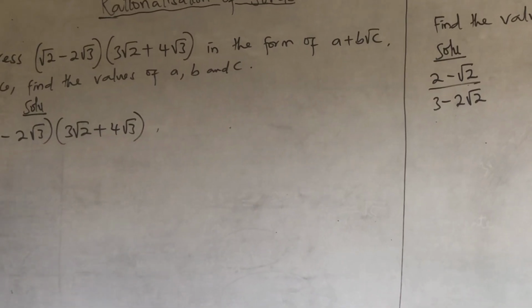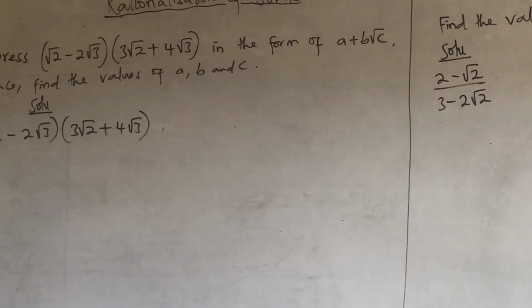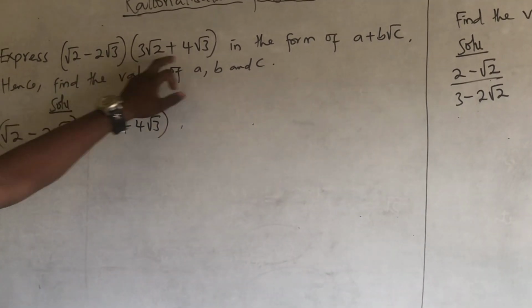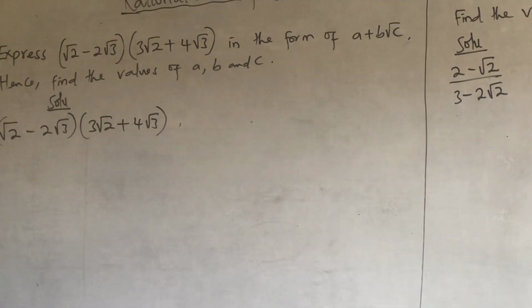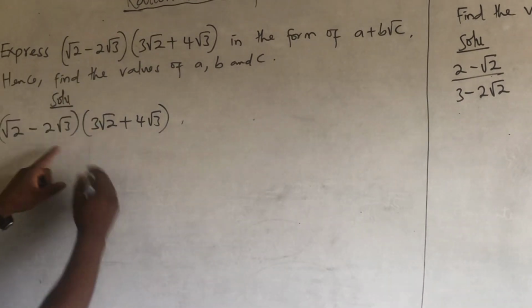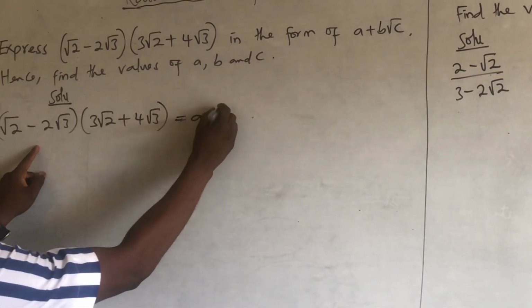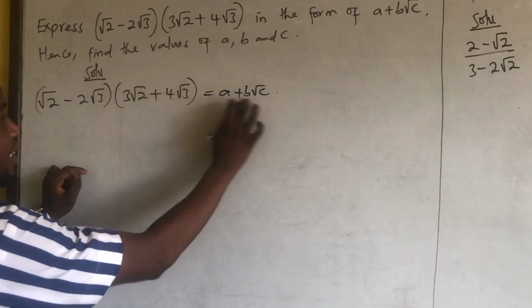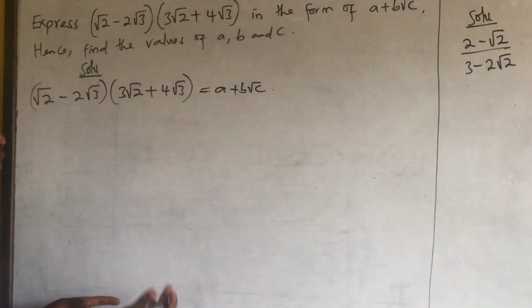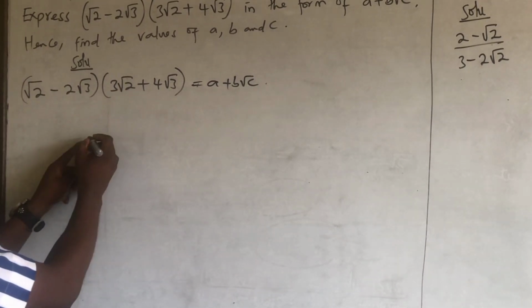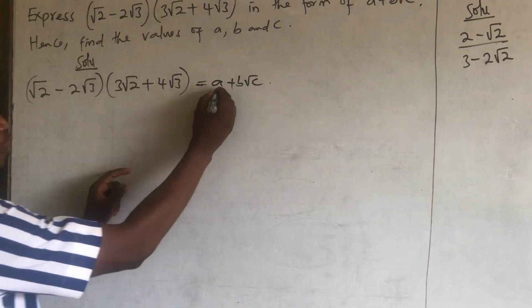Okay, this is a past question. You are asked to express this root 2 minus this in the form a plus b root c. Sometimes they can ask this question, given that this is equal to a plus b root c. When students see all these things, they are scared. Don't be afraid. It means that you have to solve what is here, then your final answer must be in this form.